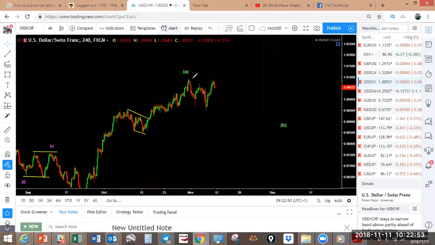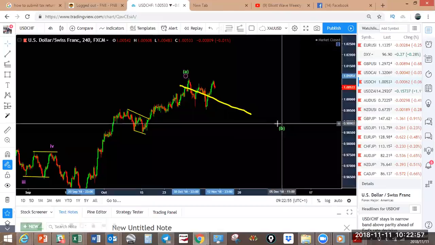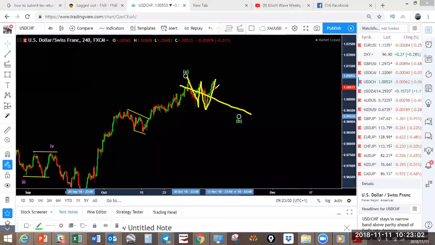USD CHF. We're still looking for this one to make a deeper corrective structure. It does not have to be this deep, it can be this size. We are looking for this corrective structure here now. Has this corrective structure completed? Right, so now this is going to give guidance to what the euro is going to do here.